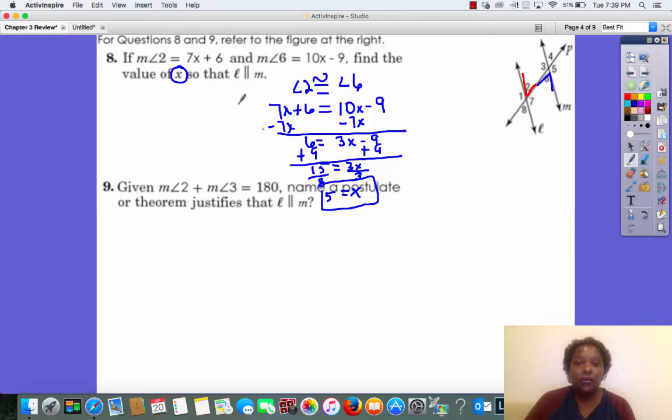I don't need to plug it in because all they wanted was x, so this is where I'm going to stop.